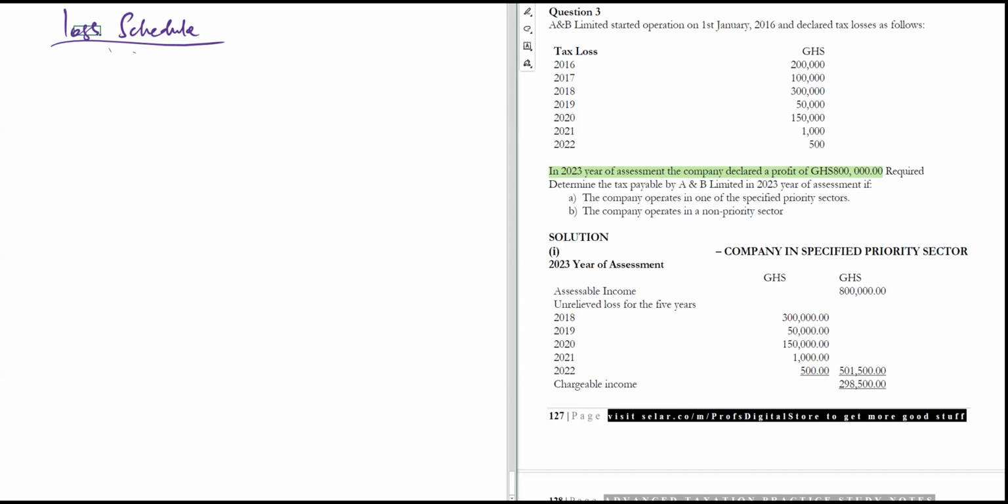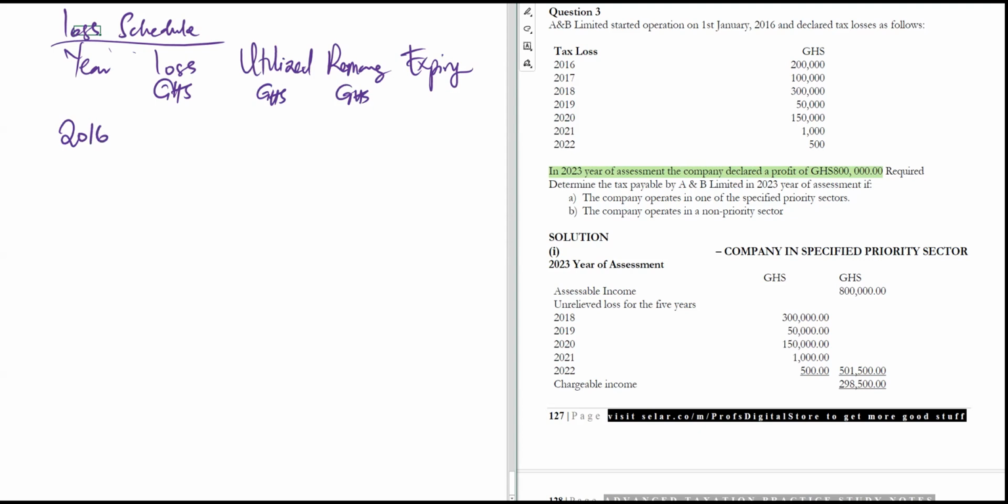Okay, so we are going to take the year, the amount of the loss, how much is utilized, how much is remaining, and the year of expiry. When is the loss expiring? See, I'm giving you all the nitty-gritties that you need for taxation. After the class, you should be a tax expert. So 2016, we had a loss of how much? 200,000.